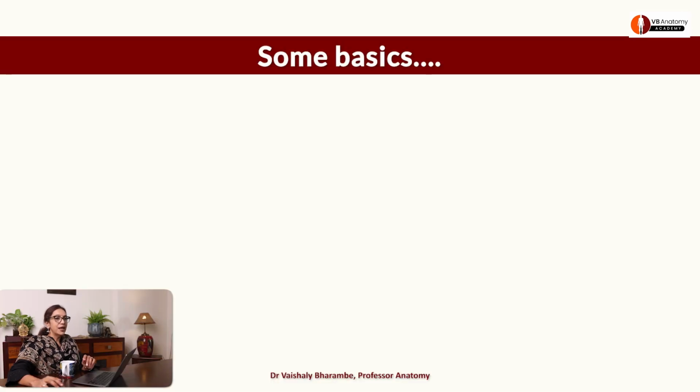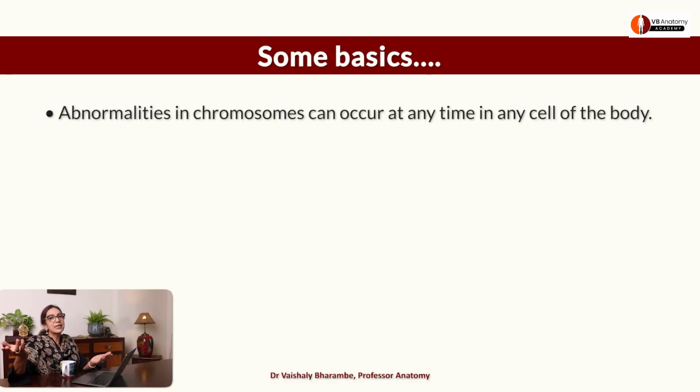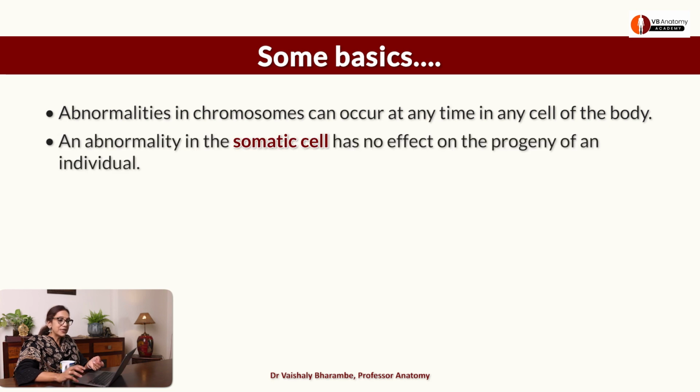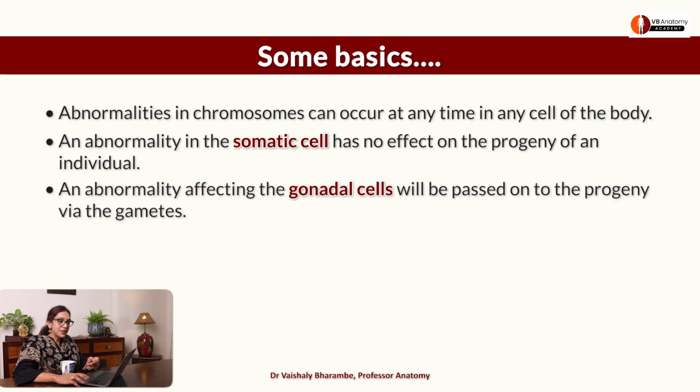Right, before I get into this, I want you to understand some very important basics. One is that an abnormality can happen in any cell. But if it happens in a somatic cell, then the person himself or herself suffers from it. But if it happens in a gonadal cell, then it is also passed on to their progeny. Thus, it is very crucial to know in which cell the abnormality has occurred. Clear? Fine.